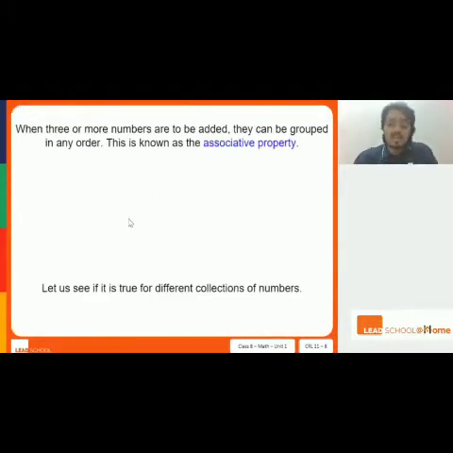So when three or more numbers are to be added, they can be grouped in any order. This is known as the associative property. Let us see if it is true for different collections of numbers.